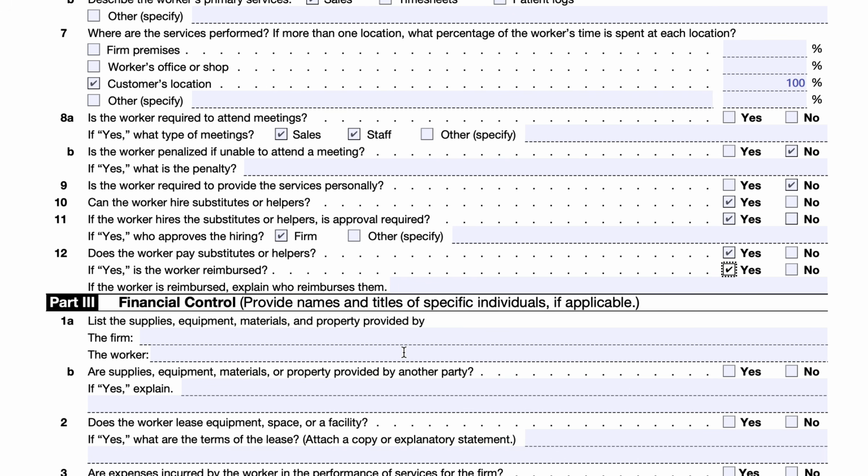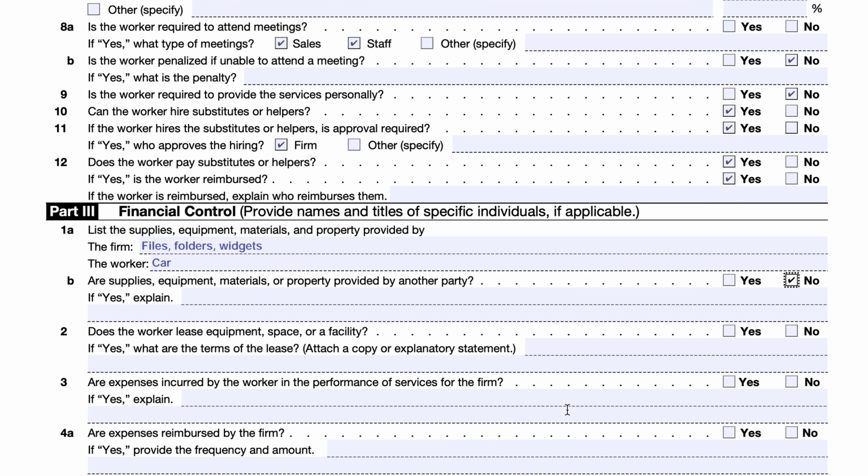Sure. So in part 3, you'll list the supplies, the equipment. So he needs files, folders, widgets, all provided by the firm. He provides his car so that he can go back and forth. We'll say that there's nothing provided by another party. Does the worker lease equipment, space, or facility? Let's just say that he doesn't. But if yes, all of these questions, if yes, then explain a little bit more. Attach copies of the lease or the statement.